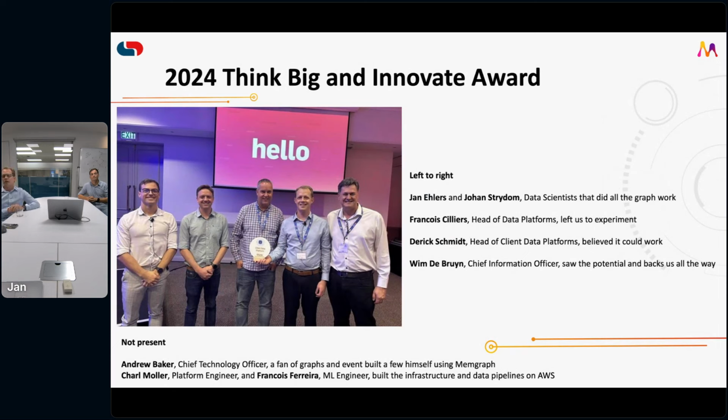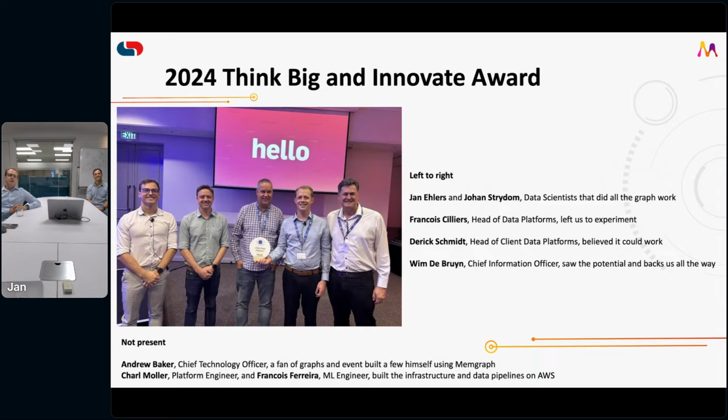They did all the graph work, the figuring out, and as you guys can see, there was a lot done. Francois was the head of data platforms at that time, and he left us to experiment. He always asked, what is Jan up to? And I said, he's doing great work. And he said, when is it going to be ready? And I said, when it is ready.